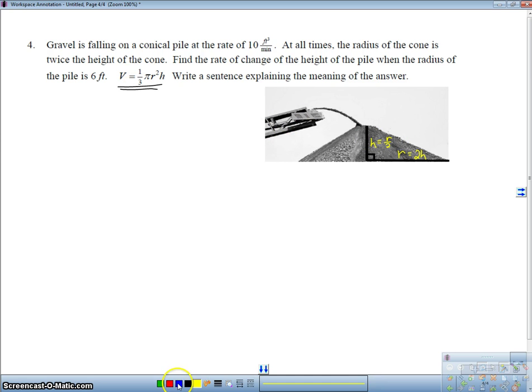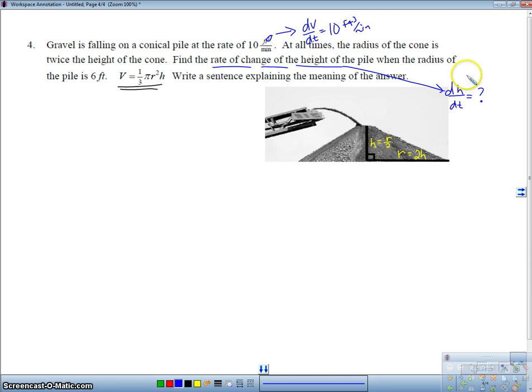So what are we looking for, guys? What do we know? We know that gravel is falling at a rate. Now we see a cubic here, and a cubic tells me this is volume. So I know right away this is dV/dt, and that's volume, so it's 10 feet cubed per minute. And I'm looking for the rate of change of height, so I'm looking for dh/dt. I don't know what that is.